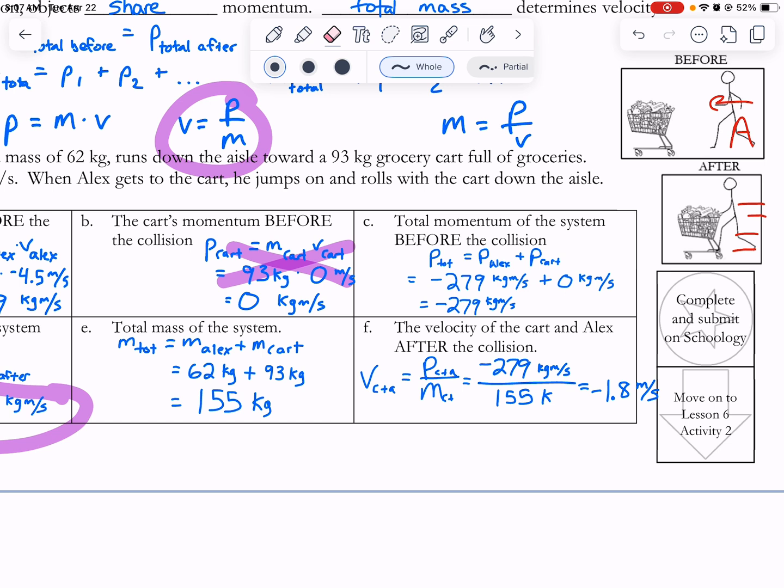I rounded, okay? You do not have to write down everything that comes out of your calculator, but this is how fast they're going. So they're going to continue in the direction that Alex was going, which makes sense, right? Why would they go the other way? They're going to continue in the direction that Alex was going, but they're going to go a little bit slower because Alex and the cart have more mass, so they're going to have to slow down now that Alex is there because there's more mass, okay? More mass means less velocity if you have the same momentum. Okay, so that's all we're doing with the conservation of momentum.